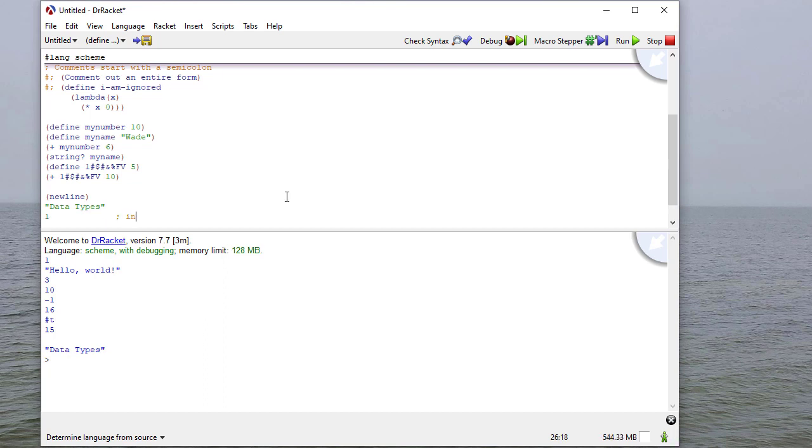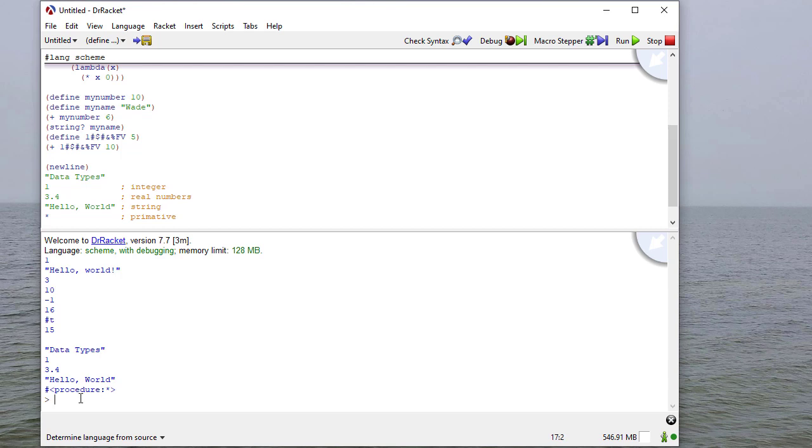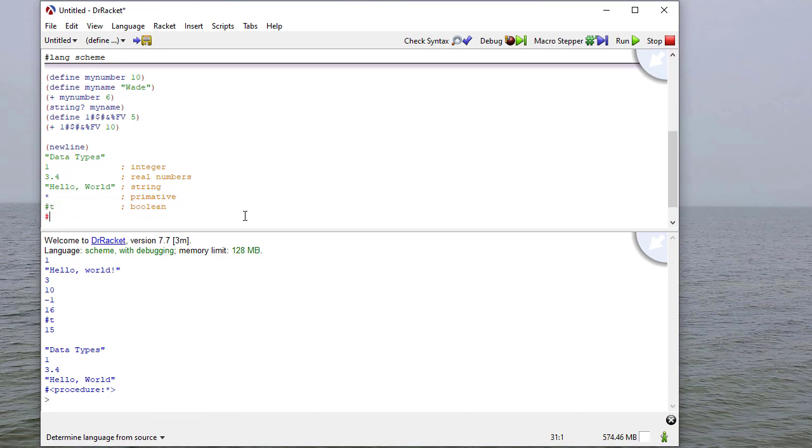Here's a few examples of the different types of primitives you can use. So you can have integers, you can have real numbers, you can have strings, and let me line this up real quick. So here I have the multiplication operator, and that's a primitive. And if I run the code, you can see that that actually evaluates to the procedure defined with multiplication. We can have Booleans, and we can also have characters defined as so.